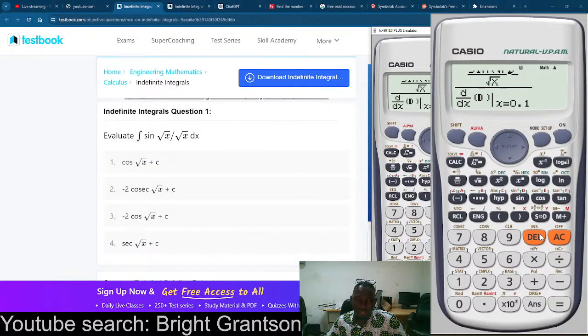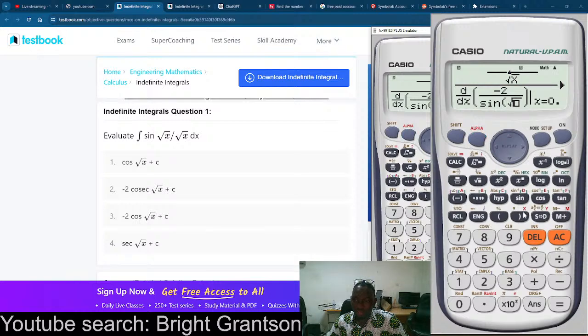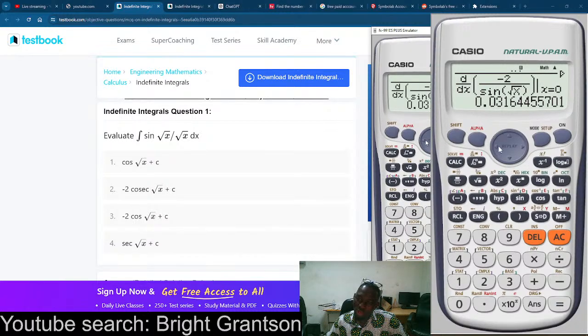Then I'll come back and change this value and select option 2, cosec. We know that cosec is the same as 1 over sine. So let's punch 1 over sine. It gives -2 again, so option 2 is wrong. Now the second option: -2 root x sine root x, and still maintaining 0.1, 0.1. It's giving me 0.3, so this answer is also wrong.